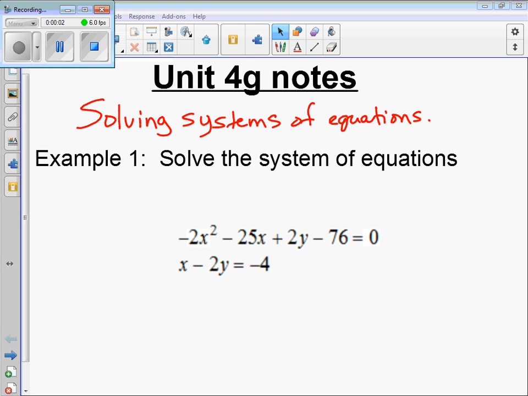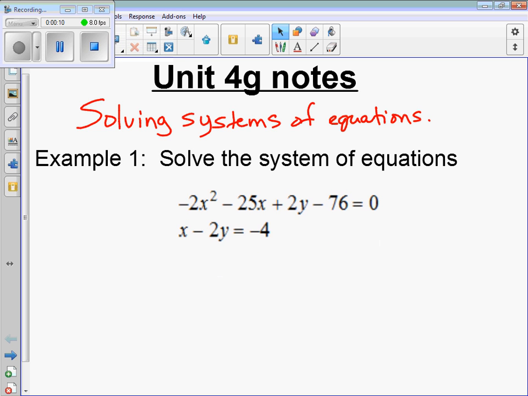4G notes for Algebra 2 Trig, solving systems of equations. Example 1: the top equation is a quadratic. You see x squared is quadratic. The bottom equation is linear. There's no square term.